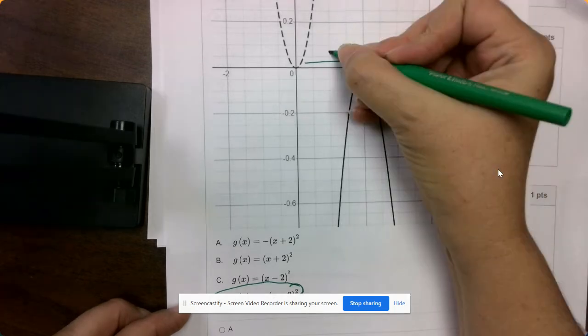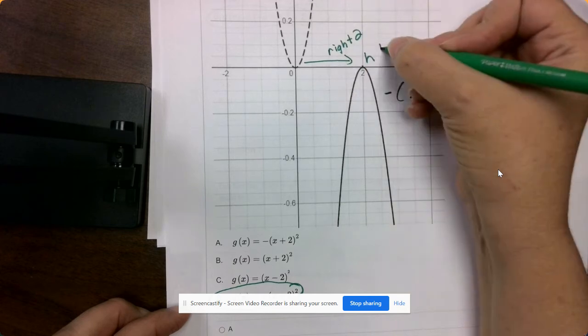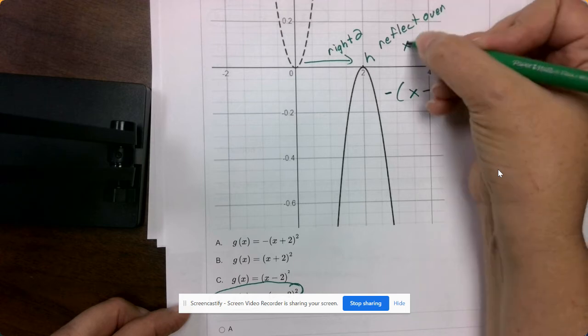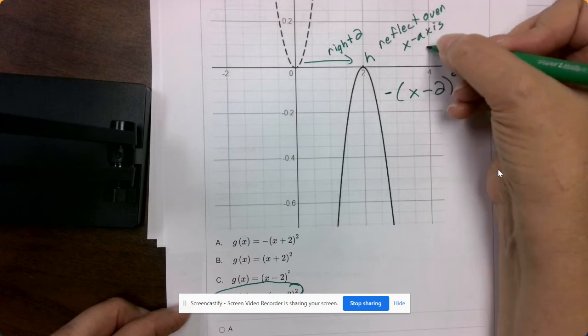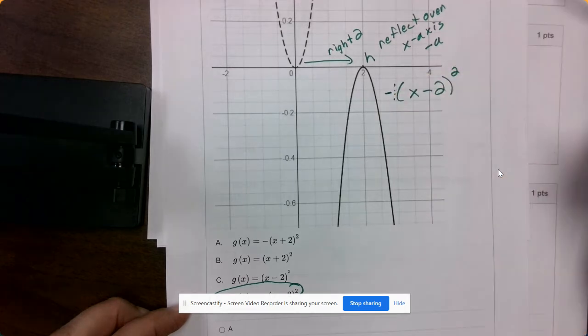So that's the right 2. Reflect over the x-axis. It's going to be a negative a. Remember, everybody, that's a negative invisible 1, but we don't write the 1.